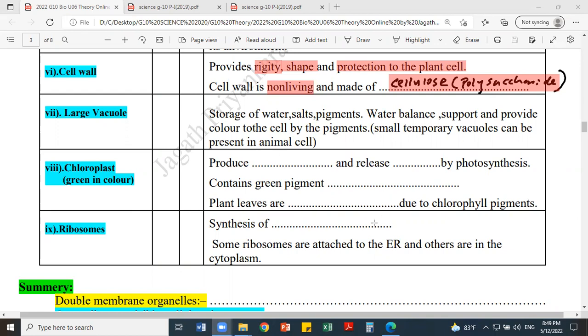And I told you about the plant cell, Muhammad, I think you asked a question also, the large vacuole in the plant cell. That one is storage of various substances. What is stored in the vacuole? Various substances like water, salt, and pigments are stored in it. It helps water balancing, support, and provides color to the cell by the pigments. So these are the major functions of the large vacuole.